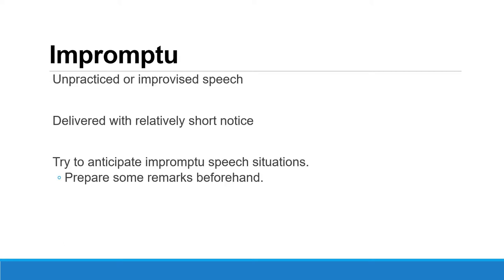Impromptu is unpracticed or improvised speech. And a lot of times people just get up and they just start talking. Some people can do this very well, other people not so well. So you need to be careful if you decide that you want to do impromptu speaking. And you also need to try to prepare some remarks before you actually get up and speak so that you can be somewhat prepared for your presentation.